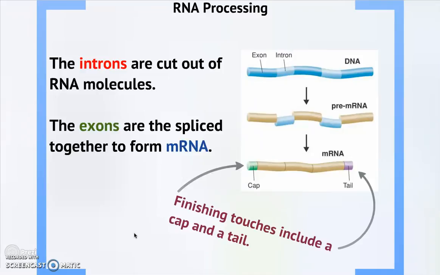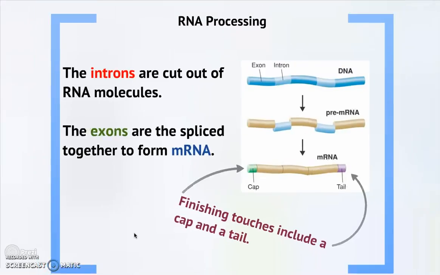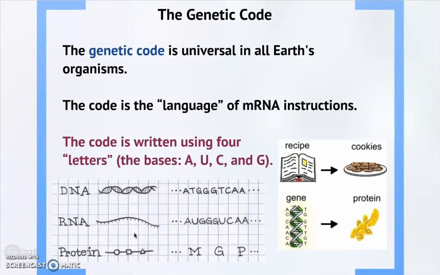Okay, so the introns actually get cut out of the RNA molecule, and the exons get spliced together to make mRNA. Some things about the genetic code: it is a universal code for all of the organisms and all of the living things on Earth. Basically, we can use our mRNA and decode it to figure out what amino acids are needed.